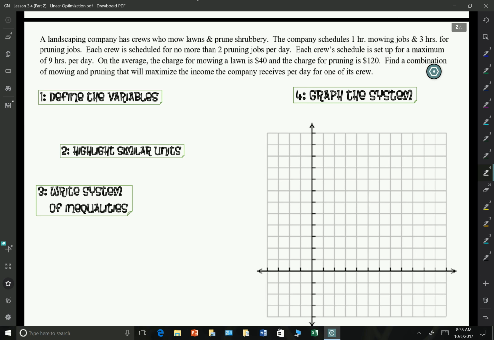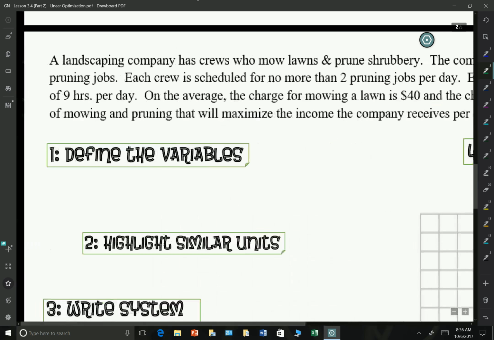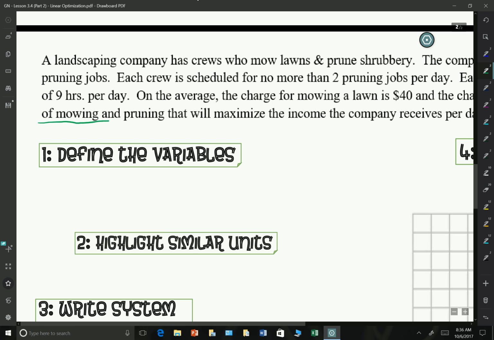You will only be given a paragraph and a grid, and you have to generate the whole thing. Right now, the prompts are there to help you see the process. First thing, define the variables. Where do you look in the prompt to find how to define your variables? It's always the same place. Last sentence. Find a combination of mowing and pruning. And then it says that will maximize the income.